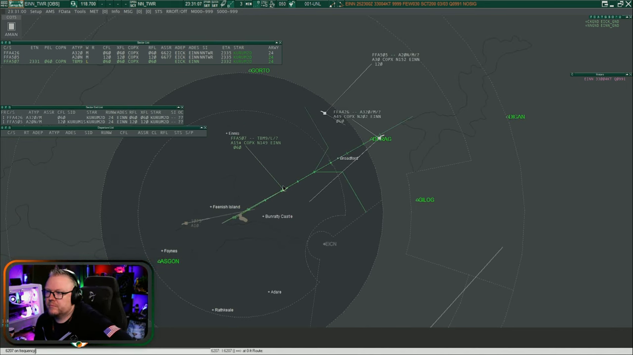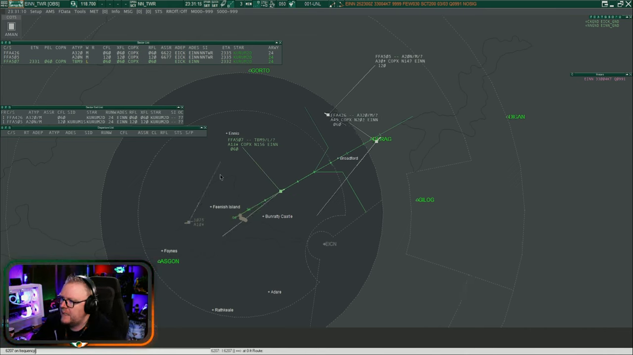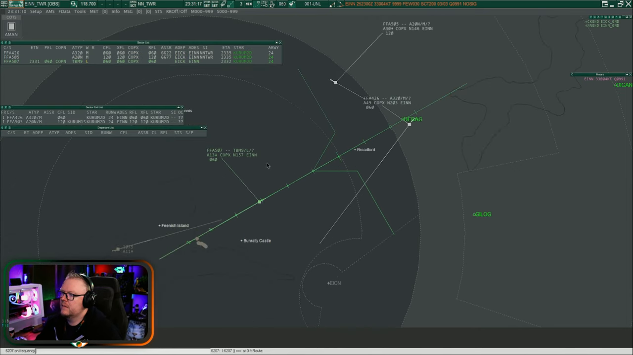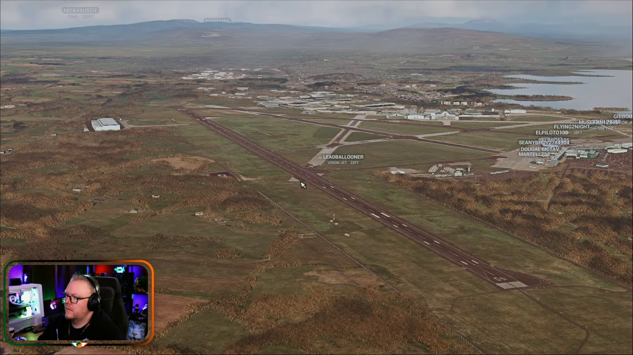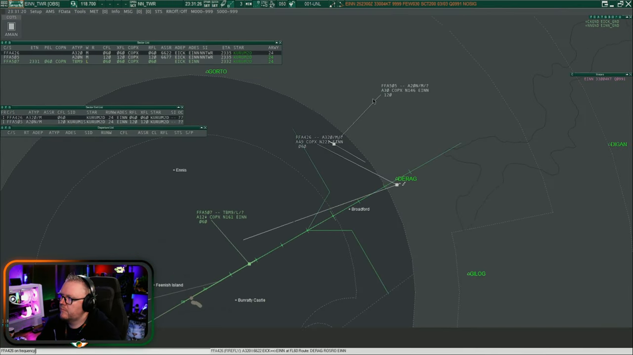Shannon Tower, Firefly 426 established on the localizer. Firefly 426, continue approach. You are number two. Expect late landing clearance. Firefly 426, number two, expects late landing clearance.